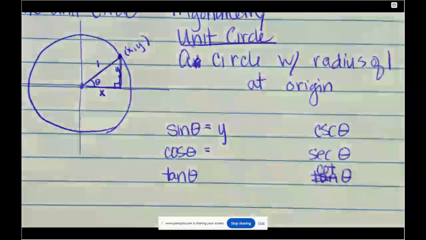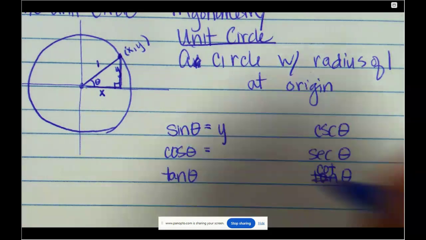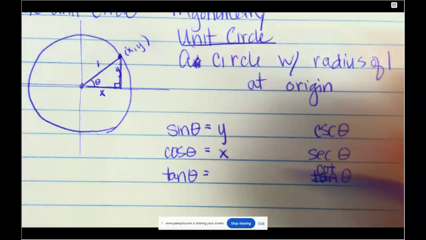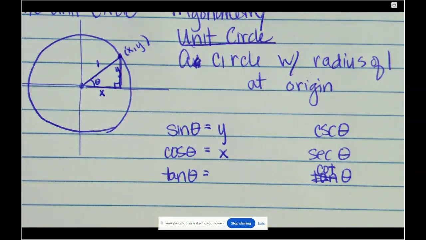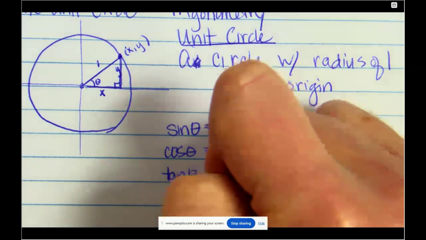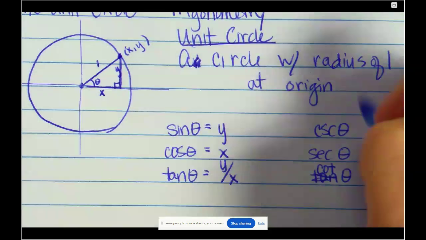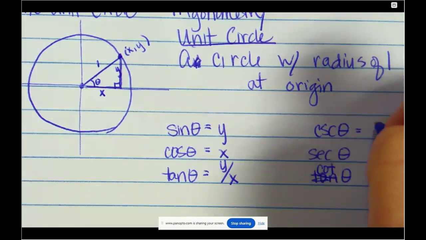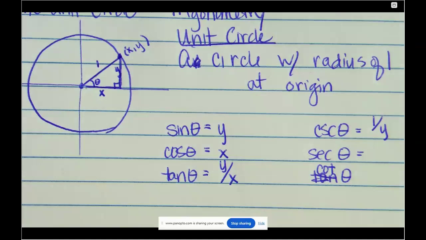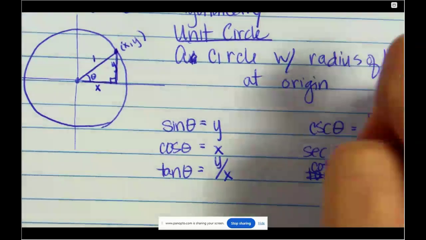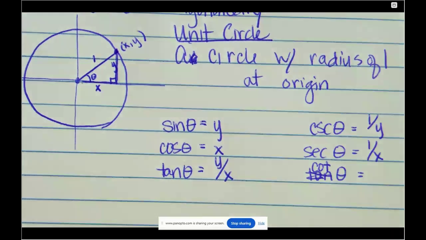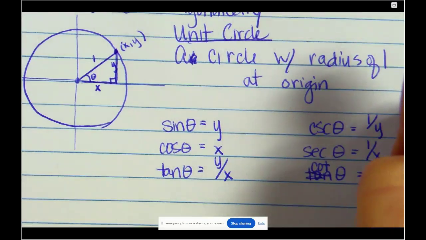What's the cosine of theta? X over 1, which is x. What's the tangent of theta? Y over x. What's the cosecant of theta? 1 over y. Yep. The secant is 1 over x. And the cotangent is?